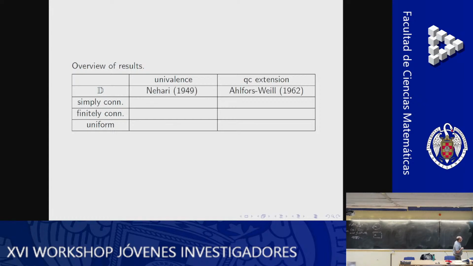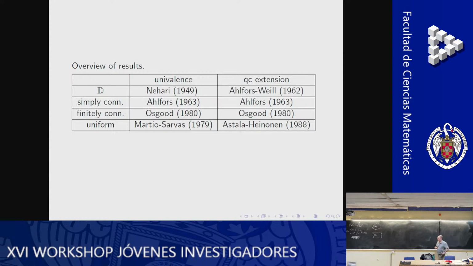So we've seen in the unit disk, Nehari and Ahlfors and Weill. We've seen for simply connected domains, Ahlfors actually proved this for quasi-disks, and then this follows. For finitely connected domains, Osgood didn't do the same as Ahlfors, proved it first for the univalence and then used it for the quasi-conformal extension. That's sort of a different story. And then I haven't said anything about uniform domains, but these are domains with no restriction on the connectivity. They can be infinitely connected. But things like that are prohibited.